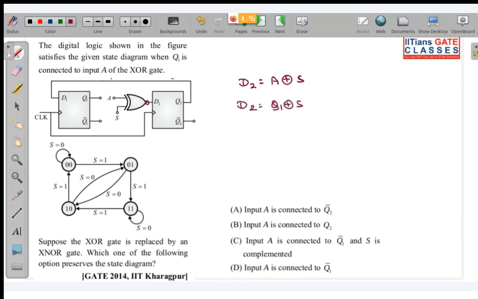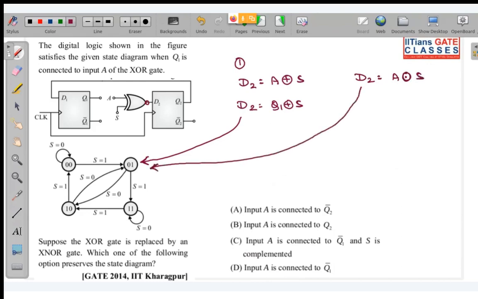So Q1 XOR with S, at that time you got the state table. Now what happens is that D2, in the second case, this was the first case, in the second case it is connected to an XNOR gate. Now if you need to maintain this, then this XNOR should perform as your XOR. Then only we will get the state diagram.